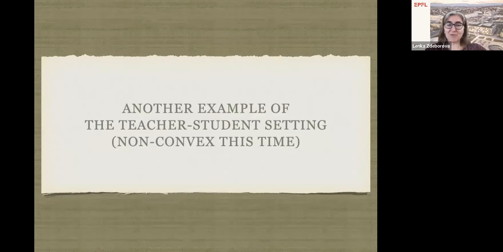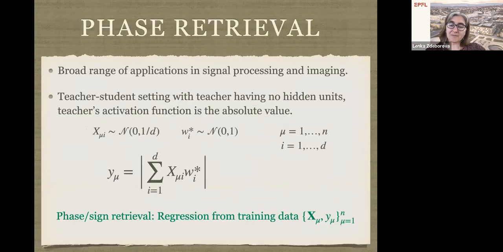So next we will go to another example of the teacher-student setting. We will choose the activation function and the way the teacher generates the weights just a bit differently. It will lead to a non-convex problem this time, and it will behave quite differently. So the choice here is actually motivated by the problem of phase retrieval, which is a broadly studied problem in signal processing and imaging. Here we simplified it to set it as a special case of the teacher-student setting.